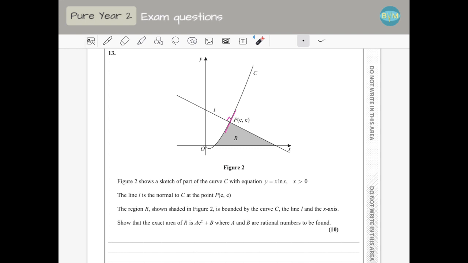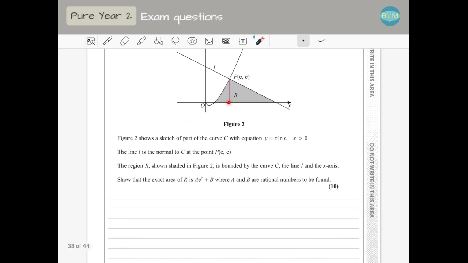So if you look at the area, we can distinguish between the area under the curve for this bit and then the area under the line. So what I'm going to do is to divide this area into two. Between this point and this point, we are going to integrate the curve and find this area. And between this point and this point, we are going to integrate the line. Well, we don't need to integrate the line because it's a right angle triangle.